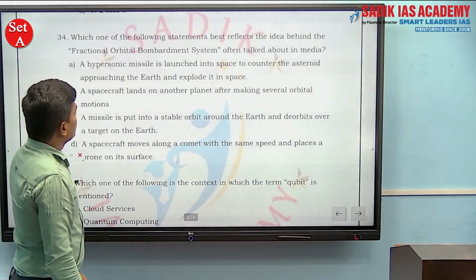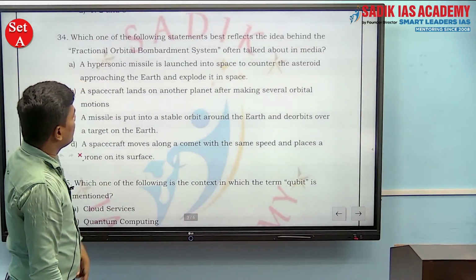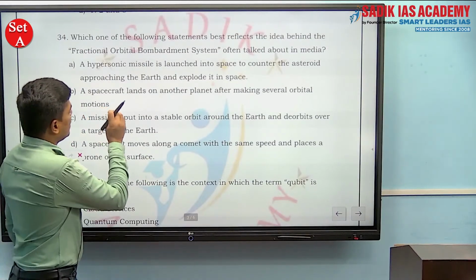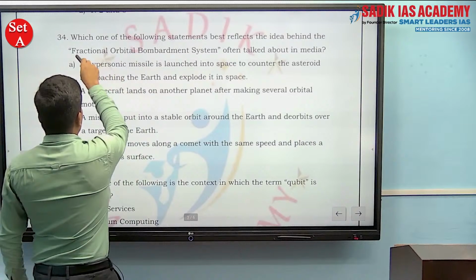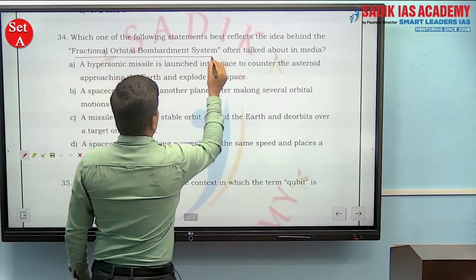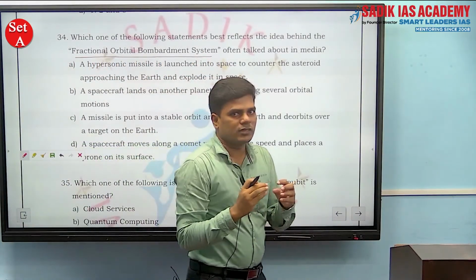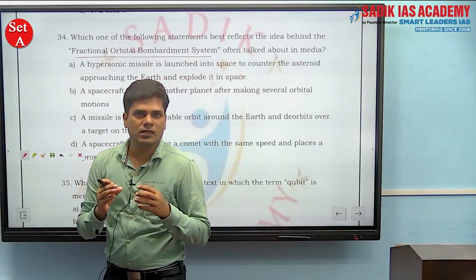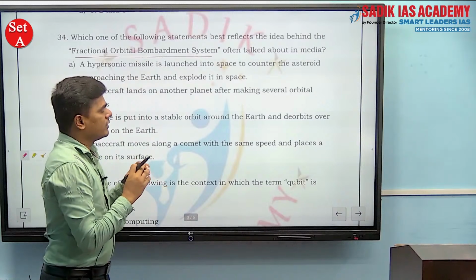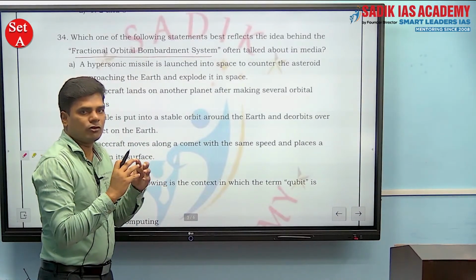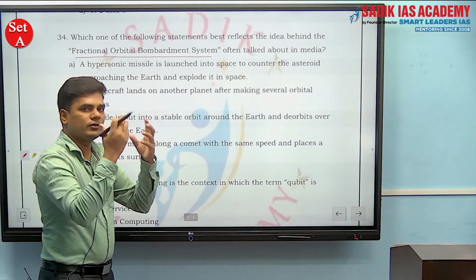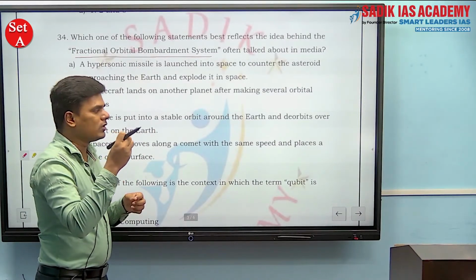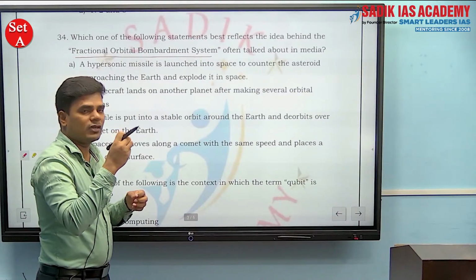This question talks about what? Which one of the following statements best reflects the idea behind the fractional orbital bombardment system? What is this system? It was initially developed by Russia in 1960, where they send the payloads and the warheads to the low Earth orbit. From there, they may not say where the target is.